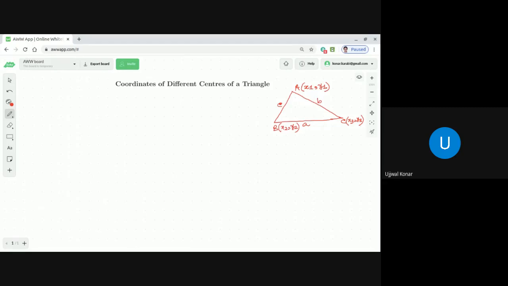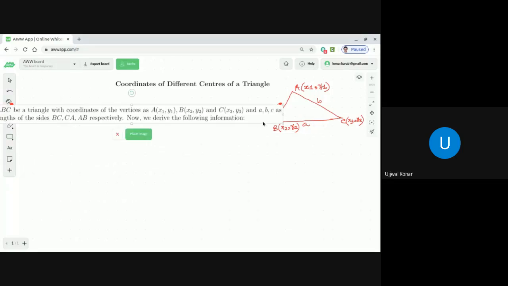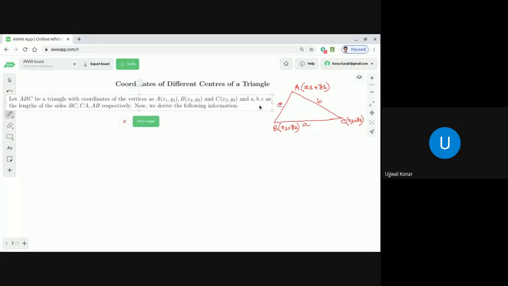Now, first we are going to discuss the centroid. What is the centroid, if you recall? Before that, let me start describing this. Just a minute. I hope all of you are able to view it, no? Yes, sir. Okay, great.